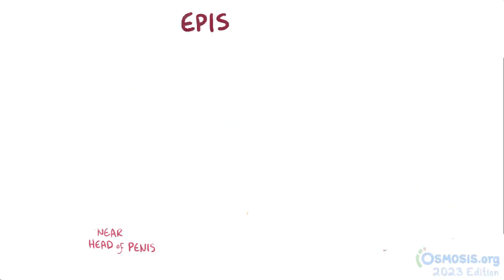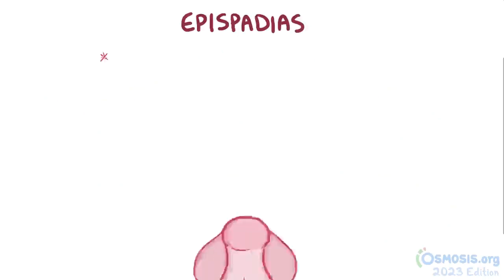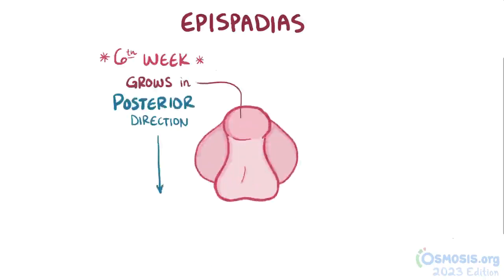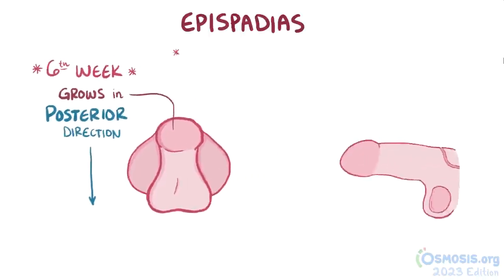Now, with regard to epispadias, the problem starts during the 6th week of gestation, when the genital tubercle grows in the posterior direction, towards the rectal area, instead of the cranial direction. In a boy, this results in an opening along the upper surface of the penis.